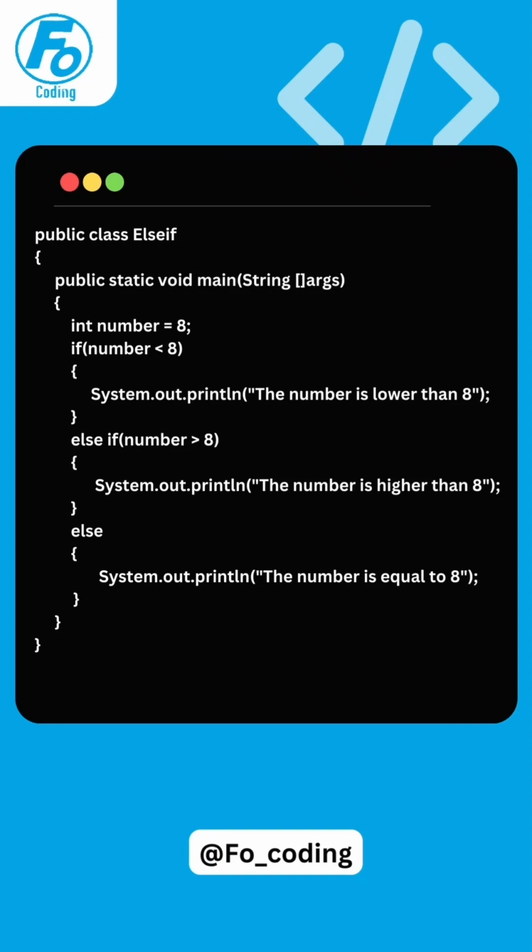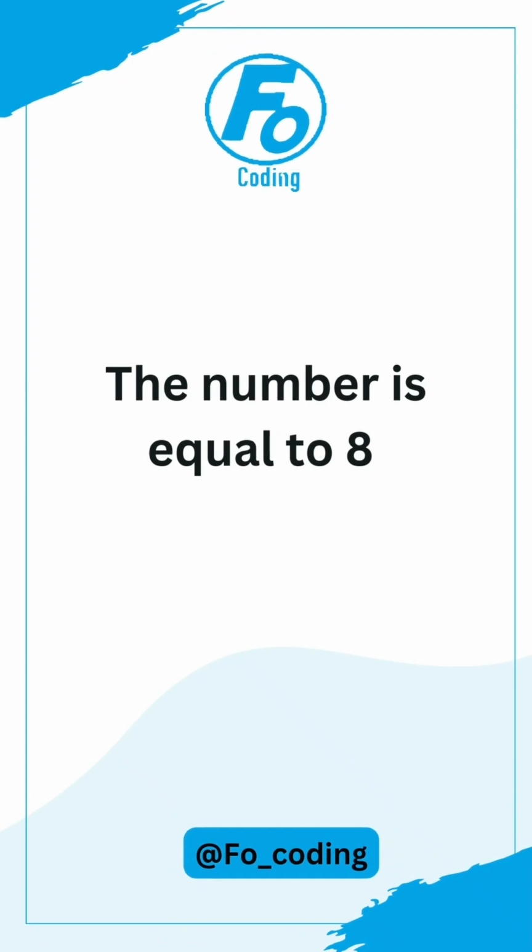If the number was set to any lower than 8, it would execute the if statement. If the number was set to any higher than 8, it would execute the else if statement. There is another statement called switch that we will talk about in another lesson. In this case, the integer number is set to 8. This would execute the else statement and print out the message: the number is equal to 8.